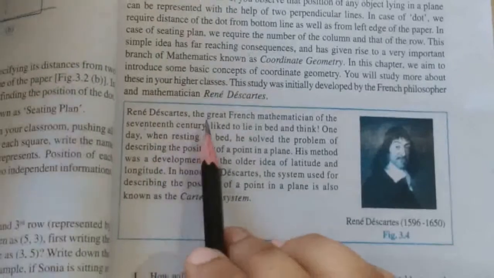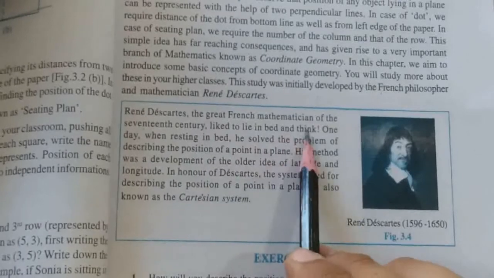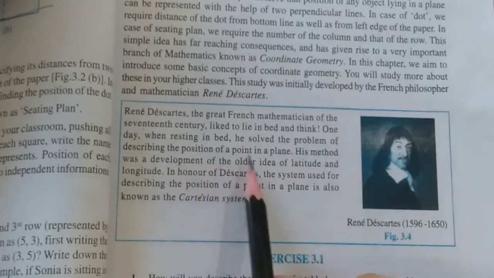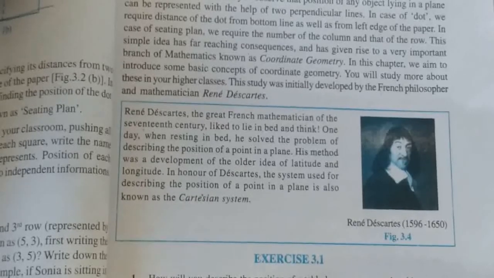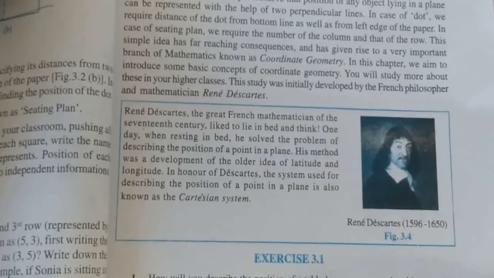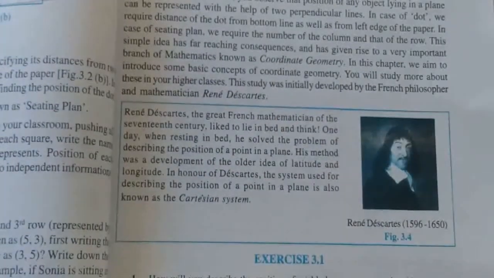Now René Descartes, the great French mathematician of the 17th century, liked to lie in bed and think. One day when resting in bed, he solved the problem of describing the position of a point in the plane. His method was developed out of the older idea of latitude and longitude. In honor of Descartes, the system used for describing the position of points in a plane is also known as the Cartesian system. It means finding the position of any object on the plane with the help of a graph. So this system is called the Cartesian system. These Cartesian systems we are going to study in this chapter.